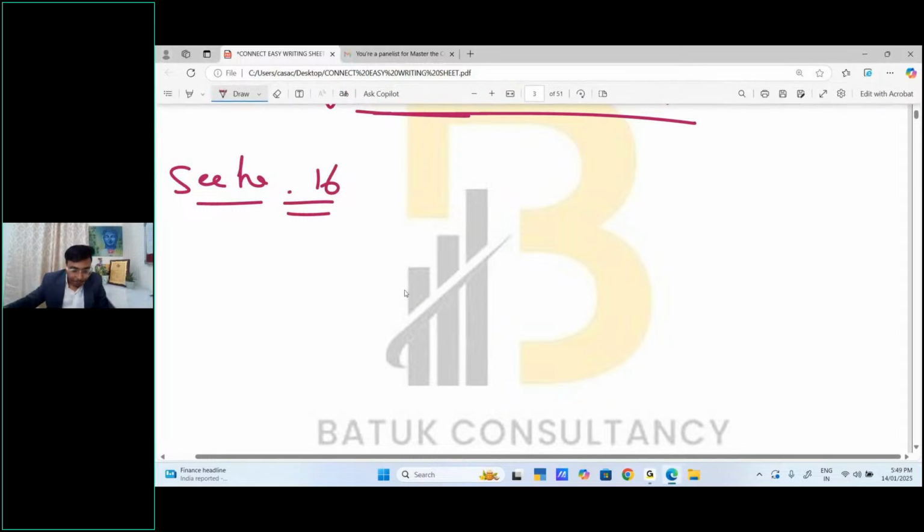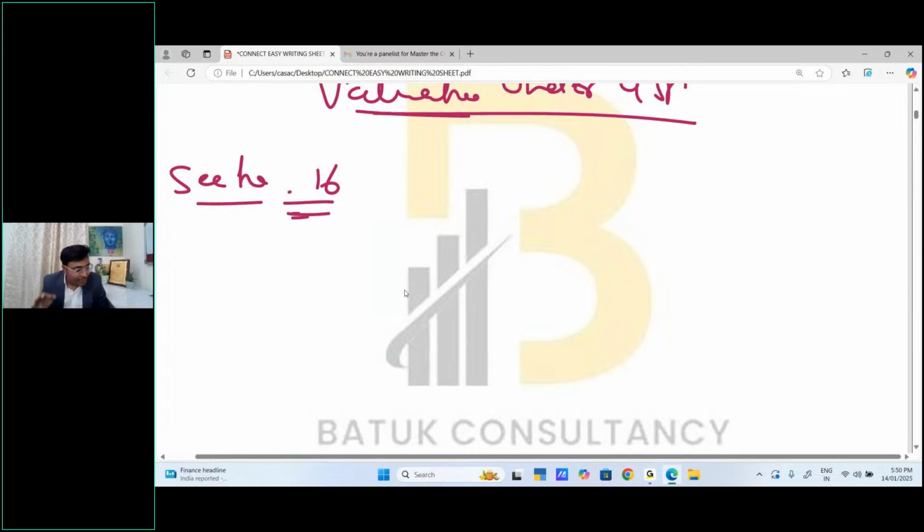Section number 16. The memory technique for section number 16 is in Hindi language. First we'll try to understand the concept of section number 16, then I will share the memory technique. This section is related to input tax credit. For claiming the input tax credit, I need to check multiple things.